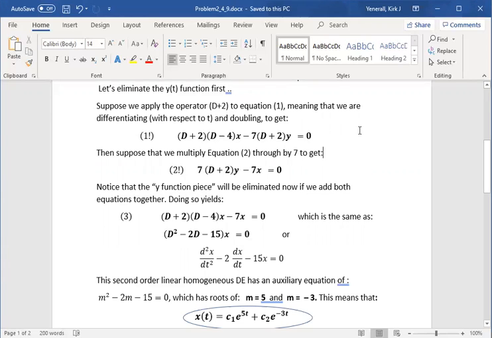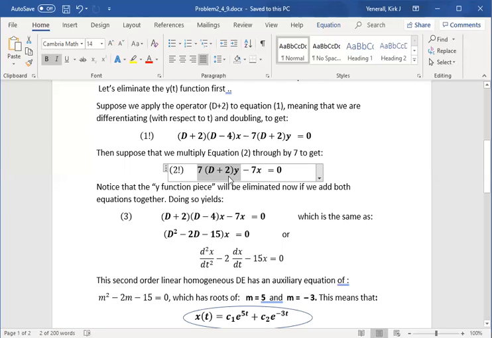Notice right now that we've rigged things up so that what's being applied to the y function, which is minus 7 times (D plus 2), is exactly the opposite of what's happening to the y function in the second piece. That's positive 7 times the result of differentiating and adding twice the function. Because those are equal and opposite, if I add those two together, those pieces involving y and its derivatives will vanish.